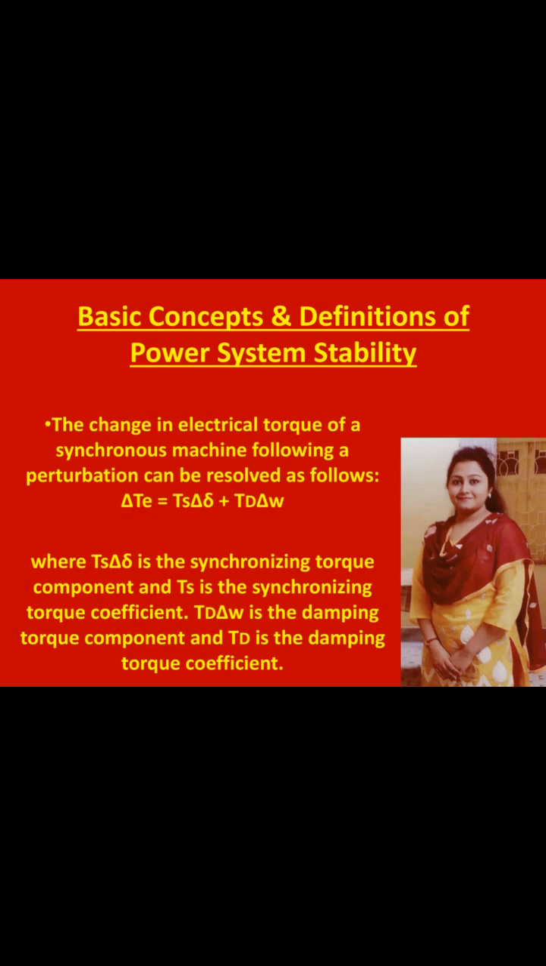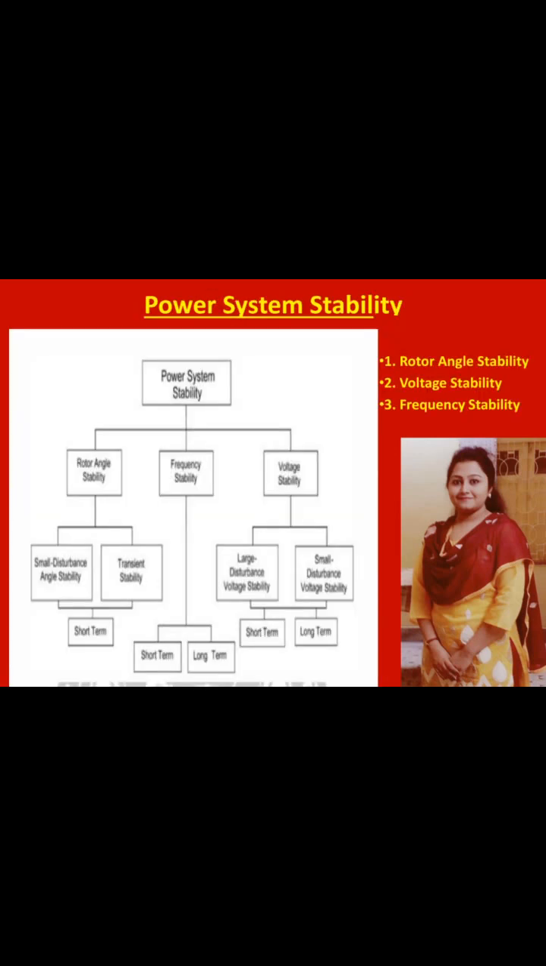Now the change in electrical torque of a synchronous machine following a perturbation can be resolved as follows. System stability can be broadly classified into rotor angle stability, voltage stability, and frequency stability. Each of these three stabilities can be further classified into large disturbance or small disturbance, short term or long term. Now the rotor angle stability. It is the ability of the system to remain in synchronism when subjected to a disturbance.